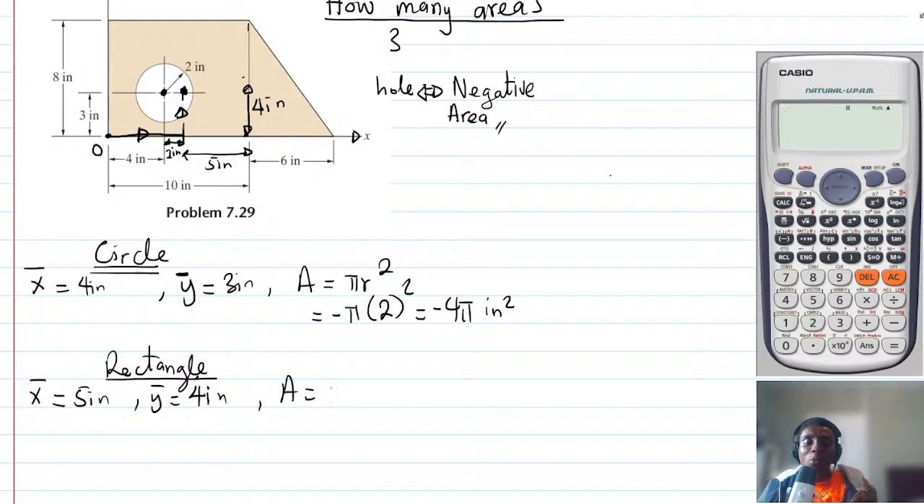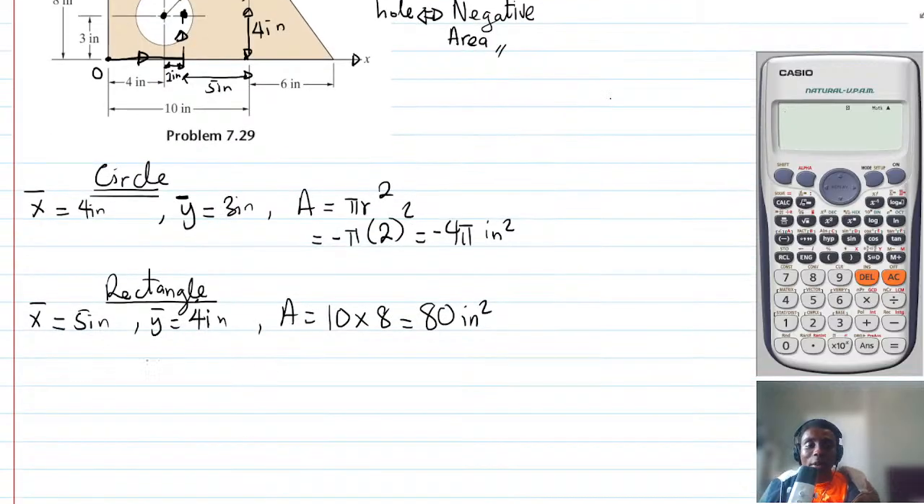The area is going to be length times breadth, which is 10 multiplied by 8. So that's 80 squared inches. I hope it makes sense. Okay, so that is it. Now there is the most challenging part, which is the triangle, but I hope to make it as simple as it can be.